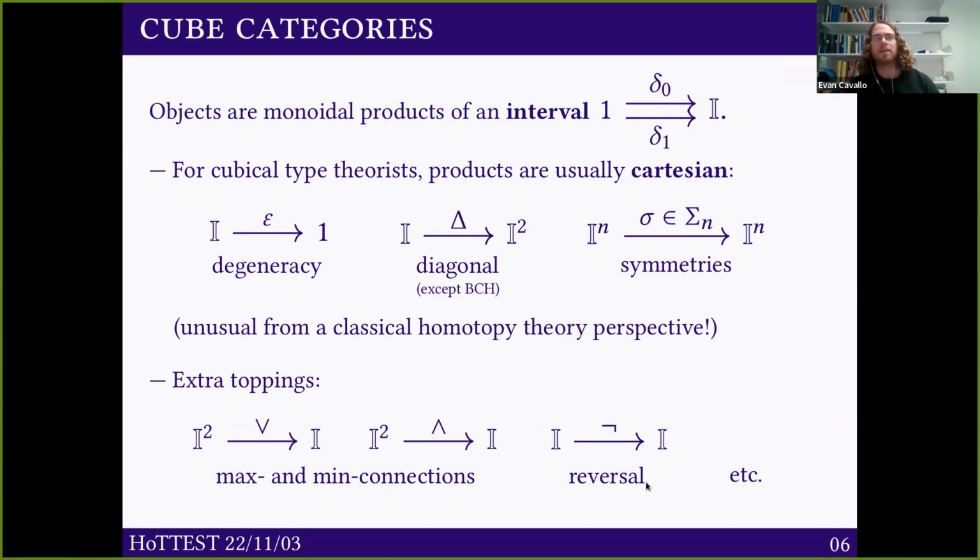You could also have something that flips over the interval, that sends 0 to 1 and 1 to 0, if you want. And of course, you could invent whatever weird operations you want. And once you have all these operations, you have some choices about what laws you want for them. For example, whether the max should distribute over the min and stuff like that.